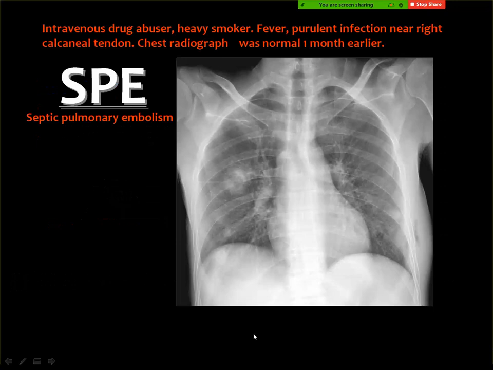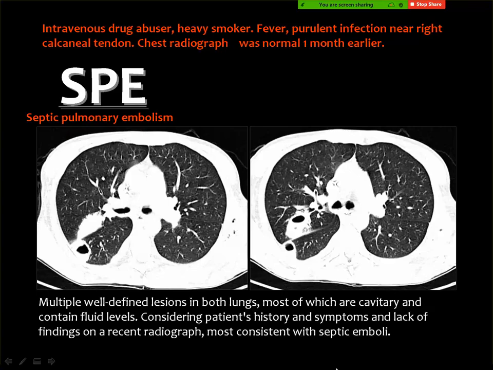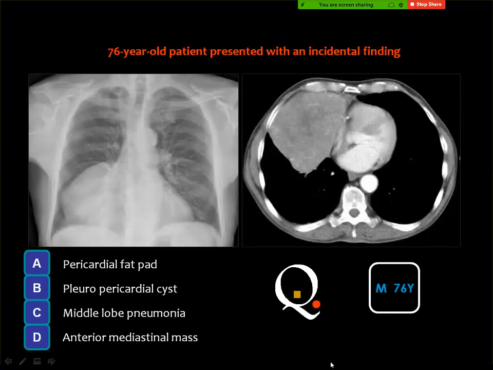Then this patient is an intravenous drug abuser and heavy smoker presenting with fever, and you see these 3 nodules in the lung. The CT scan showed the classic appearance of cavitating nodules. Considering the history, you should think of septic pulmonary emboli.